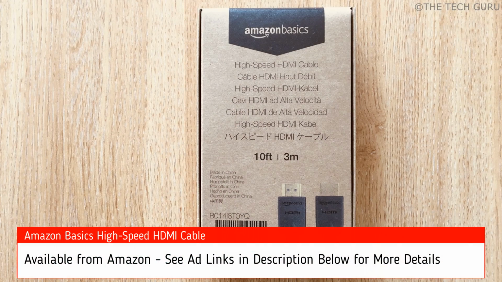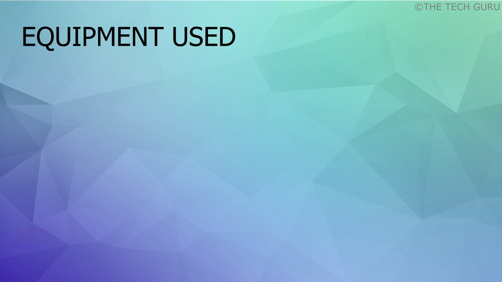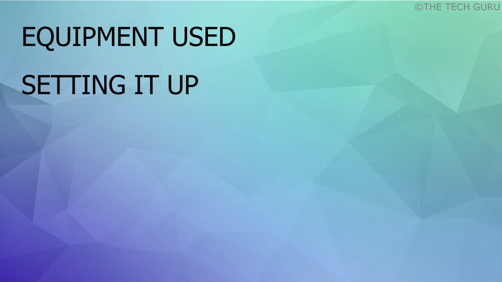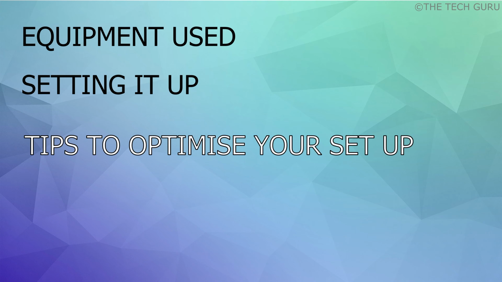Today in this video, we're looking at how to turn a Windows laptop computer into a desktop type setup. Now we'll be using an HDMI connection to get everything set up. I bought these from Amazon the other day, the Amazon Basics high-speed HDMI cable. So I'll post a link in the description below about this. So we'll be looking at the equipment used along with actually getting things set up. But later in the video, we'll also be looking at best tips to actually optimize your setup.